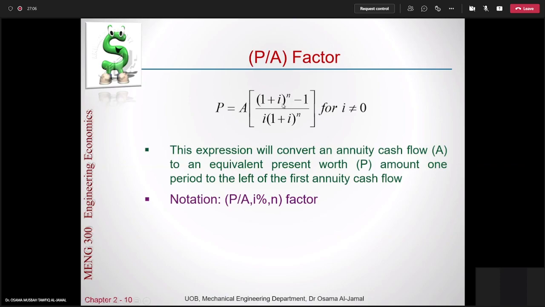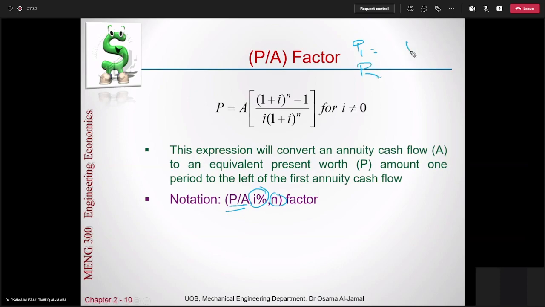Notation. For that one, this notation factor. We have not called it the standard notation, the complete one. So the notation factor, P given A, I% N. What to substitute here for I and N? This is standard.